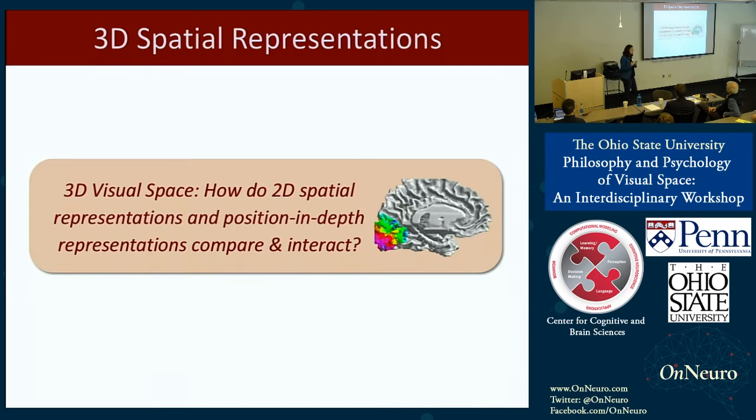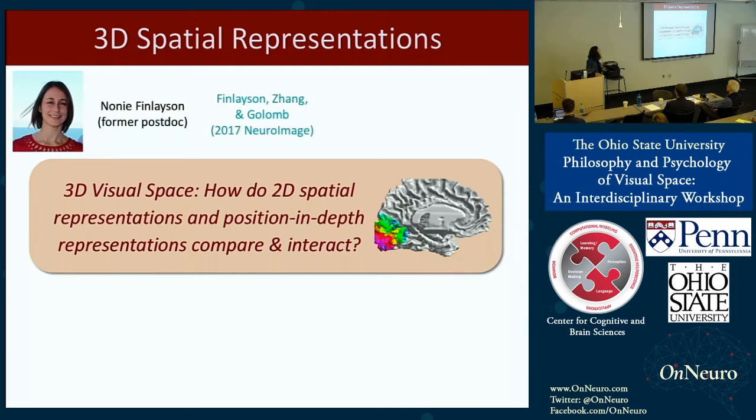And so if we really want to understand, is there a representation of 3D space in the brain, we need to look at how these two-dimensional representations of space and the position and depth representations, how they compare and how they interact to ultimately form that 3D space. And for the vast majority of studies, people either study 2D space or they study depth, but they don't really look at how it's integrated. So that's what we set out to do.